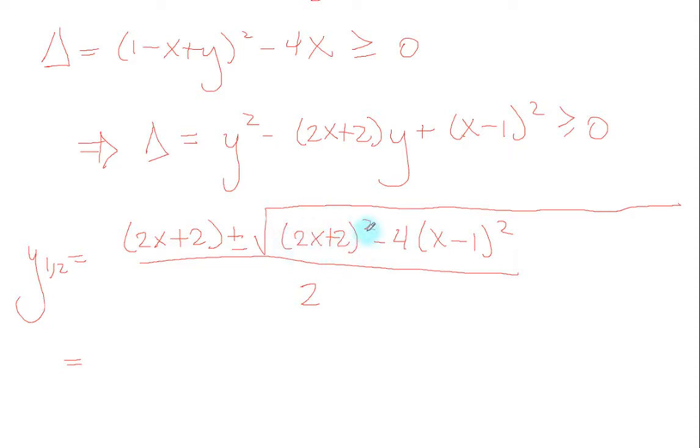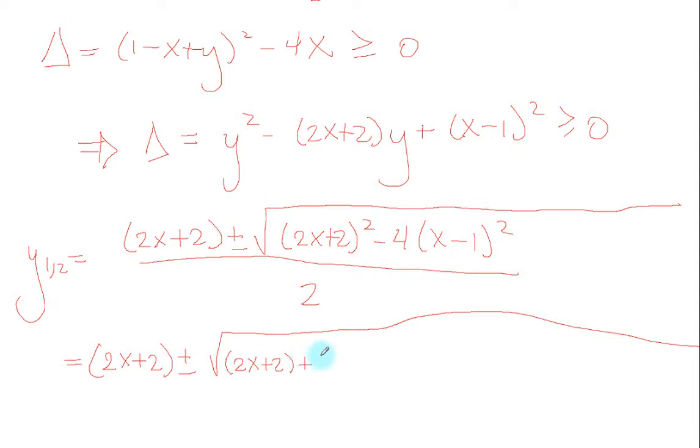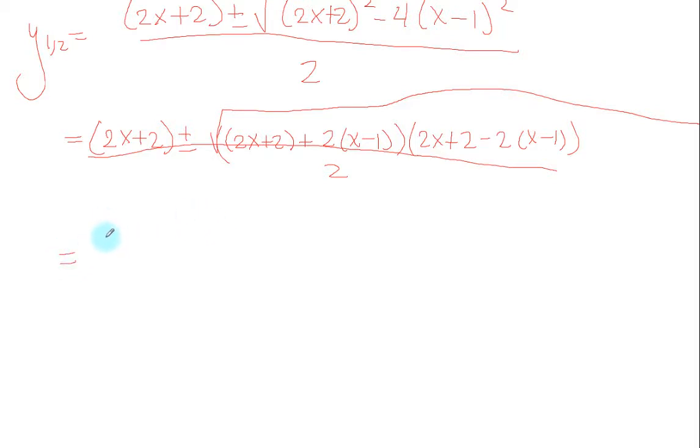Now notice that this term squared minus this term squared, we can factor it. Well, by pre-calculus, we know this general rule: a squared minus b squared is a minus b times a plus b. So (2x plus 2 plus 2(x minus 1)) times (2x plus 2 minus 2x plus 2), and everything again over 2. Now this becomes 2x plus 2 plus or minus the square root. Well, 2x plus 2x is 4x, and 2 minus 2 is 0. Now 2x minus 2x is 0 and 2 plus 2 is 4.